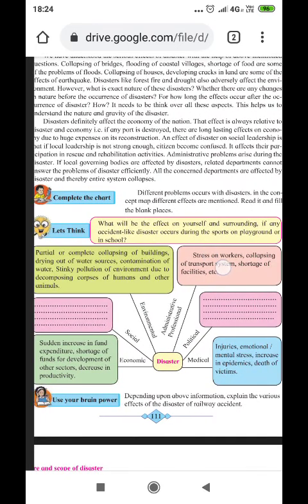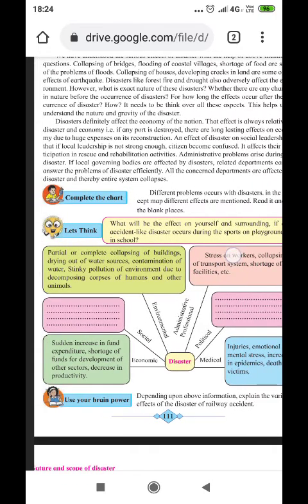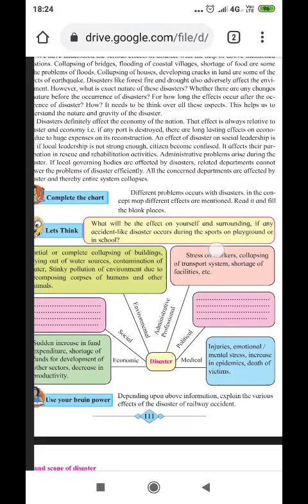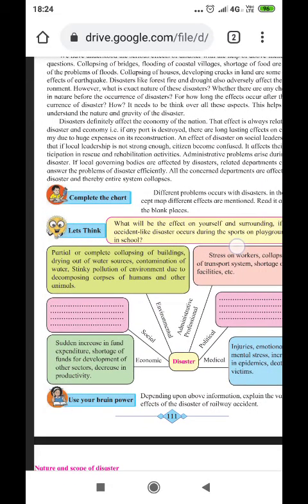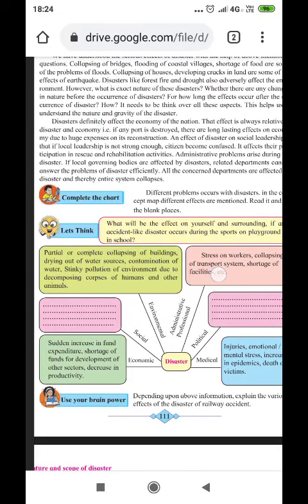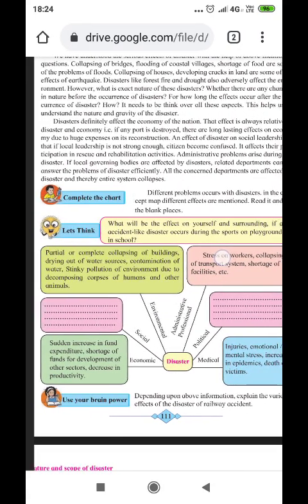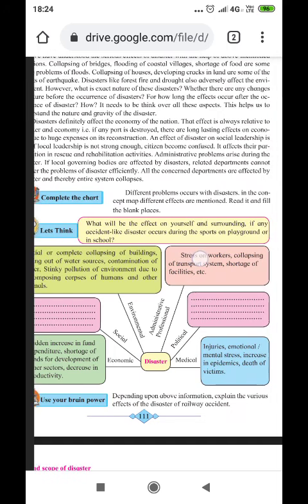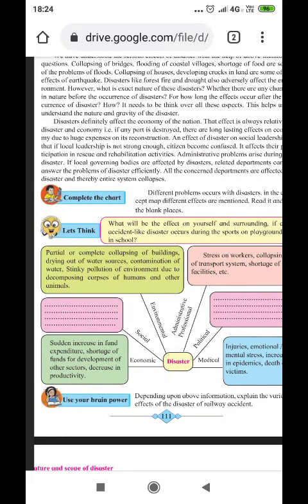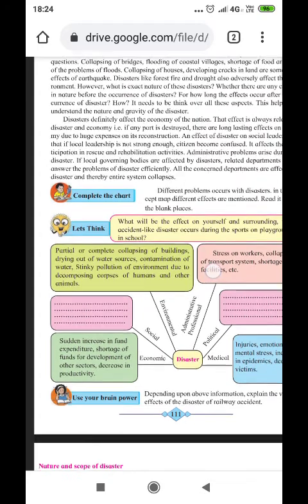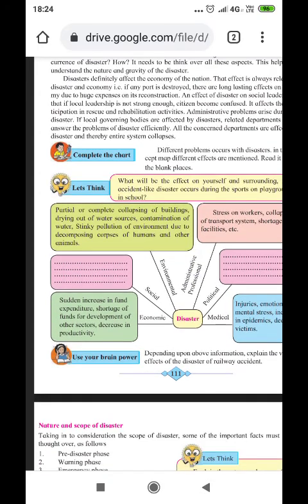Another effect of disaster is on social leadership. If local leadership is not strong enough, citizens become confused. It affects participation in rescue and rehabilitation activities. Administrative problems arise during the disaster. If local governing bodies are affected by disaster, related departments cannot answer the problems of disaster efficiently. All the concerned departments are affected by the disaster and thereby the entire system collapses.